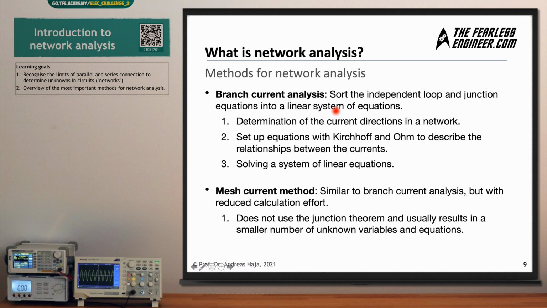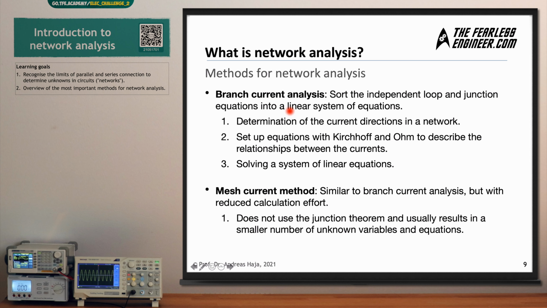Now the first one, or let's look at the first one. It's called branch current analysis, and this method sorts the independent loop and junction equations into a so-called linear system of equations, which you hopefully, surely have heard about before in mathematics class. And the idea here is to determine the current directions in a network. And by the way, we will perform examples for all of these in the following videos. This is only an overview.